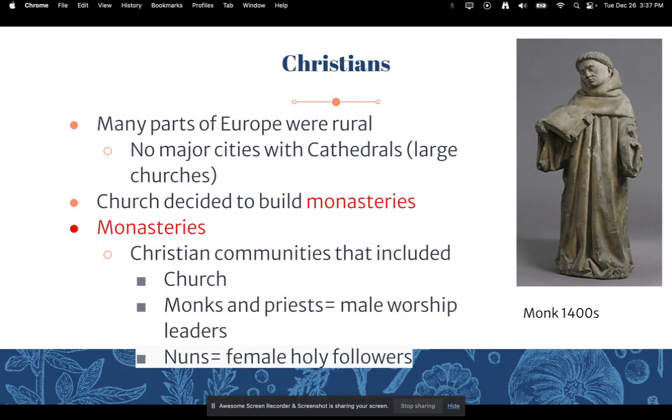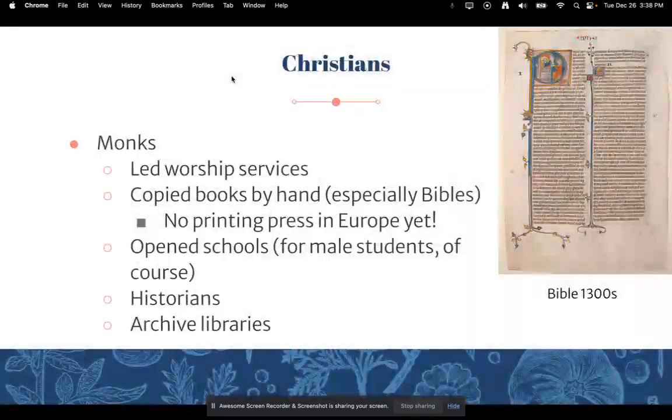And the church decided to build monasteries to help spread Christianity along the rural areas. A monastery is a Christian community that would include a church, and then monks and priests, who are male worship leaders, and nuns, who would be like female holy followers.